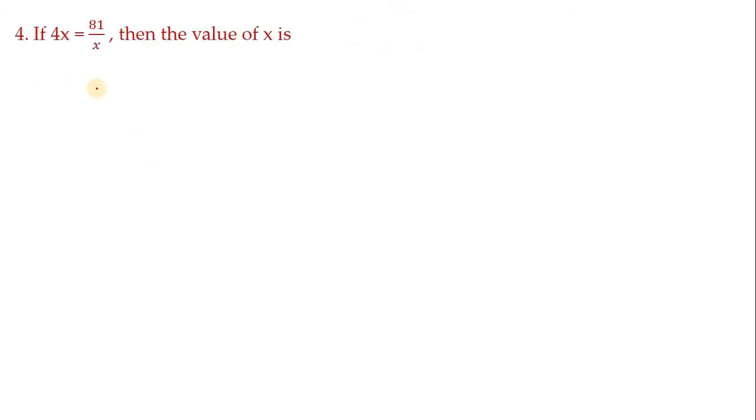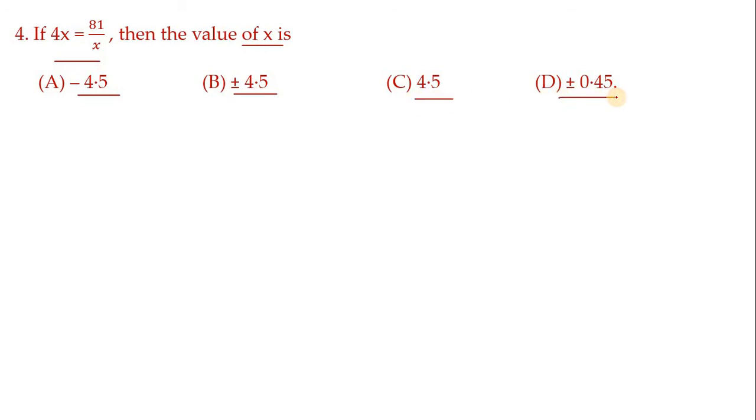Next question. If 4x equals 81 by x, then the value of x is, options are minus 4.5, plus or minus 4.5, 4.5, plus or minus 0.45. To answer this, we have to solve the given equation. Hence, consider the given equation. And here nothing in the denominator means there will be 1. Now let us do the cross multiplication. 4x into x is 4x square and 1 into 81 is 81.